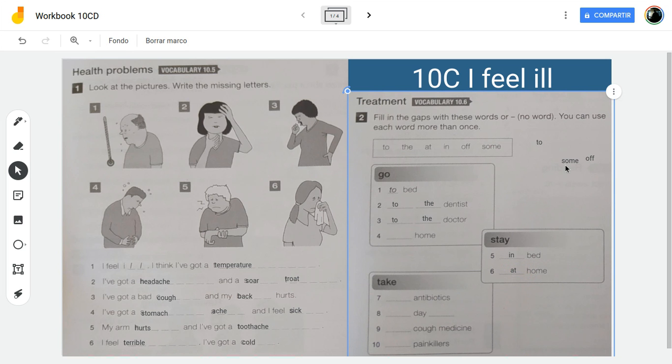Okay, next one. Take some antibiotics. So it says take the day off. We're going to duplicate this one. Take the day off. Take some cough medicine and take some painkillers. Okay.